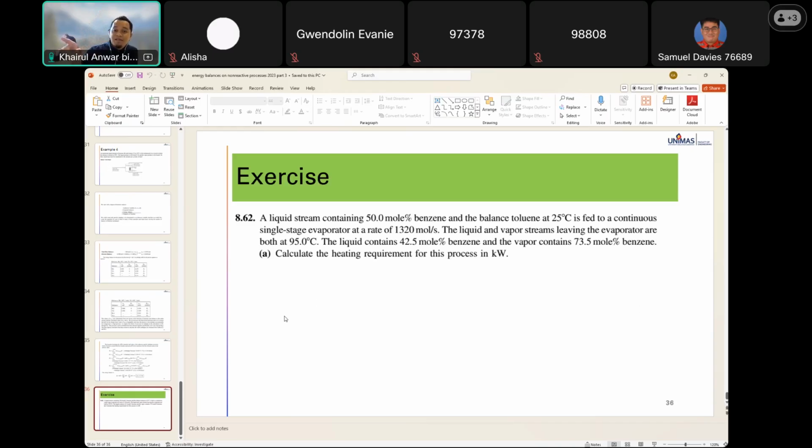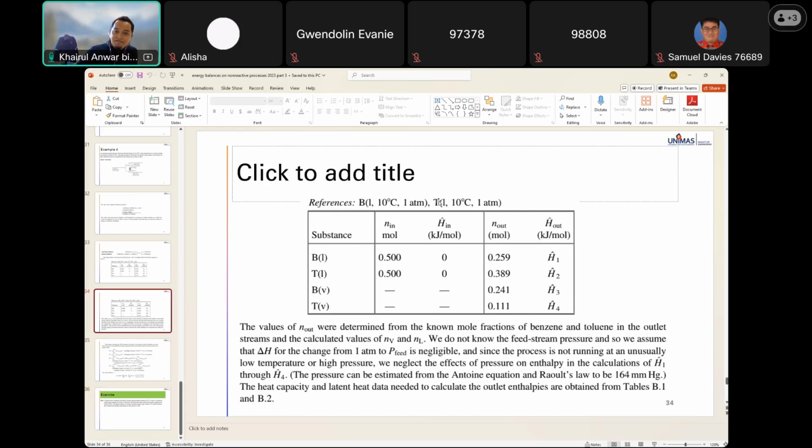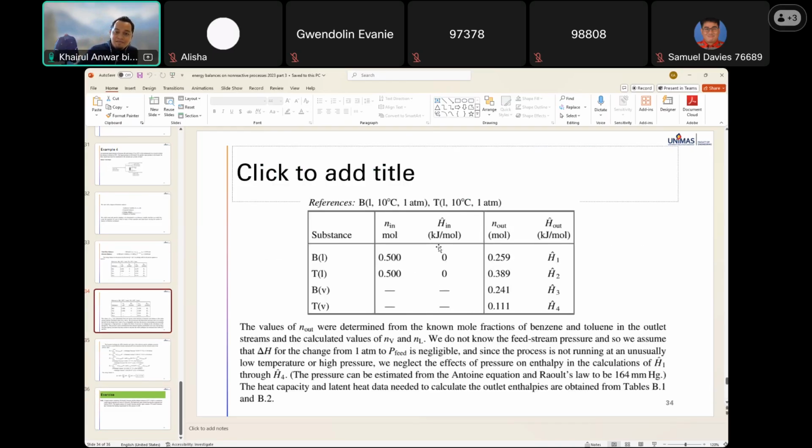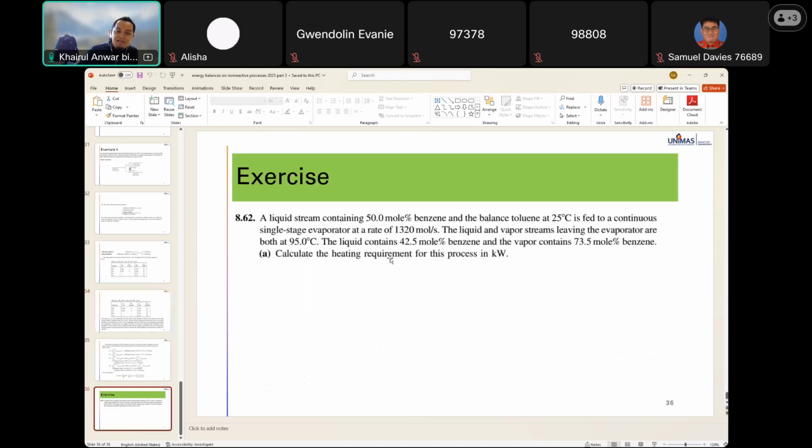So you choose the reference. The easiest way is to choose the reference for the inlet. So once you choose the inlet as the reference point, you need 15.5 degrees C, liquid, 1 atm. So automatically the H for inlet is 0. What we need to calculate is H1 and H4. Benzene and toluene both have vapor and liquid phase.